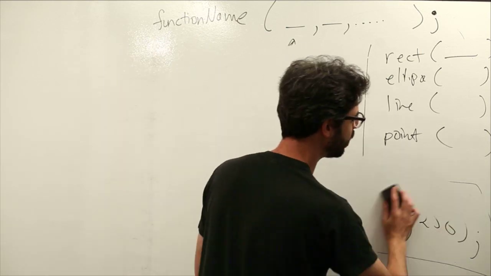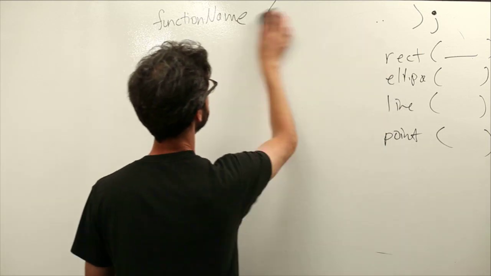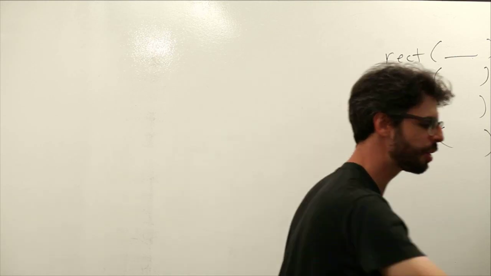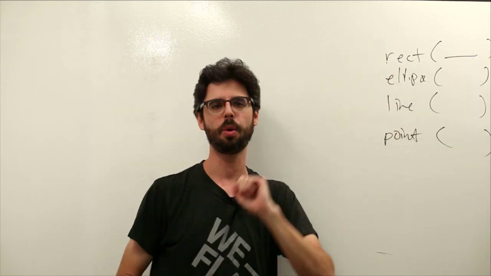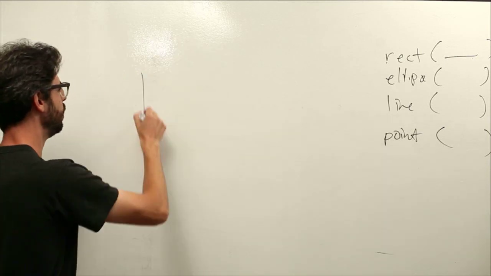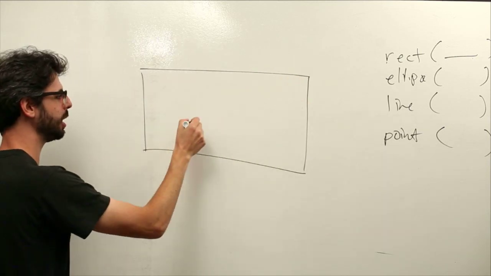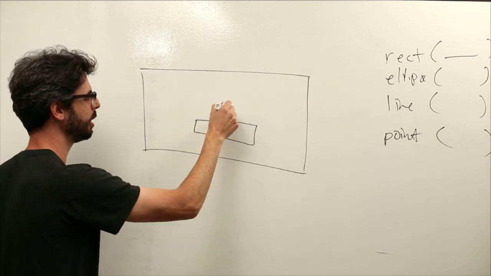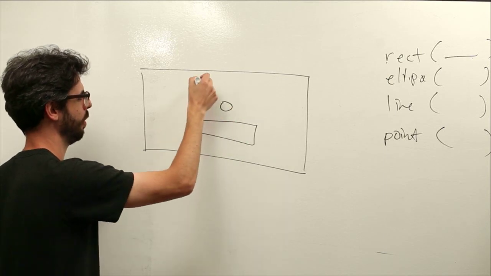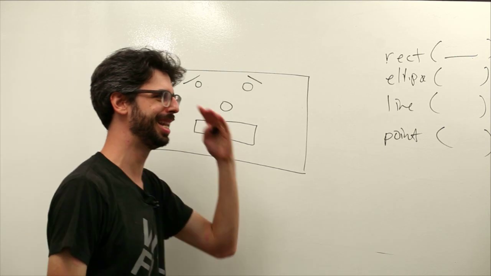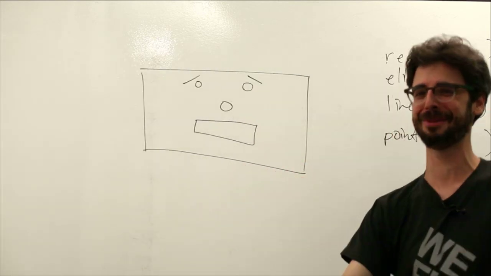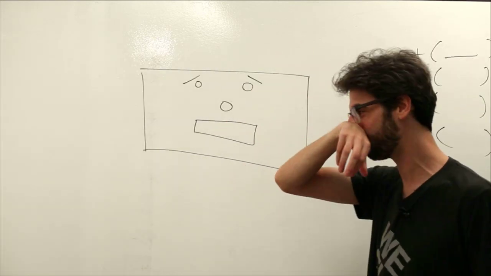So let's look at this list over here. These are the functions we're going to start with: rectangle, ellipse, line, and point. And this is our window, which is 640 by 360. Let's say we wanted to draw something like this. I don't know what I'm doing. This could be our beginning drawing. Wow, you guys are hopefully much more artistic than me and can come up with something more creative.